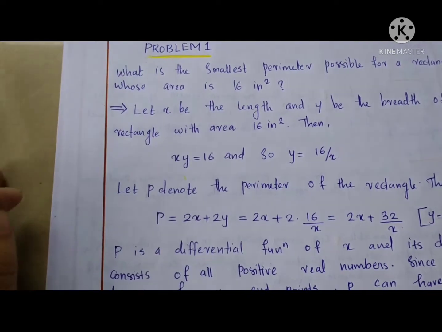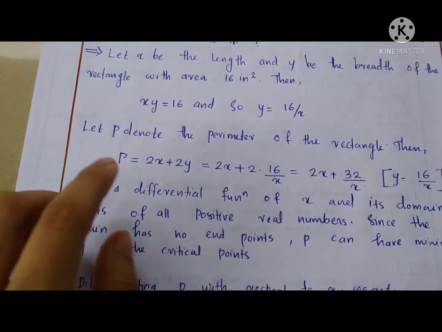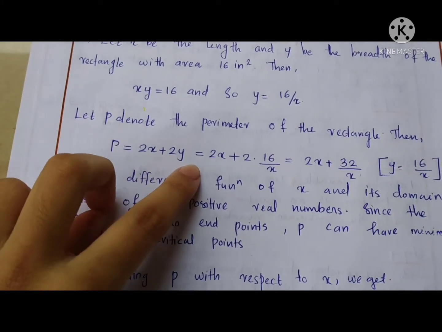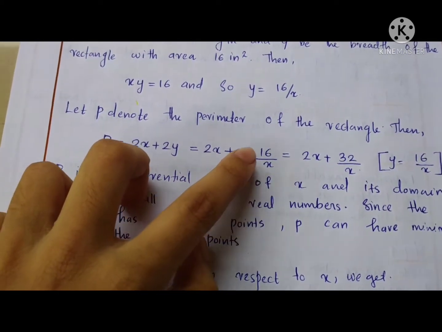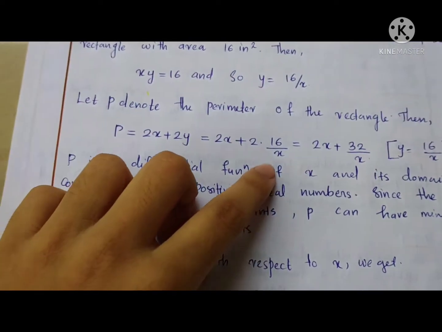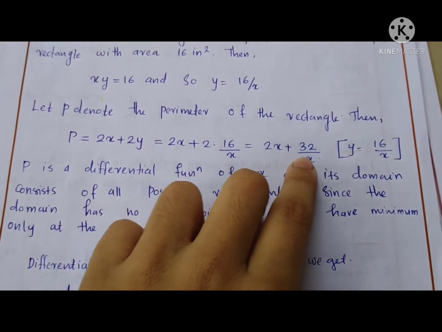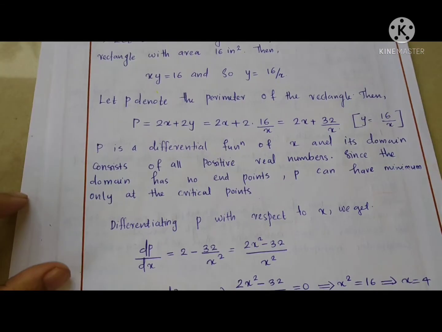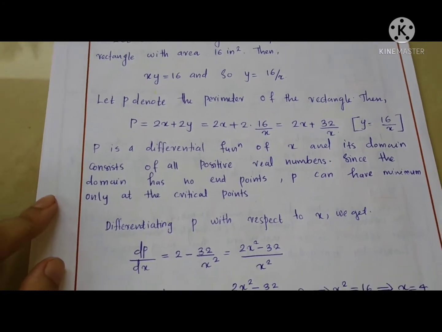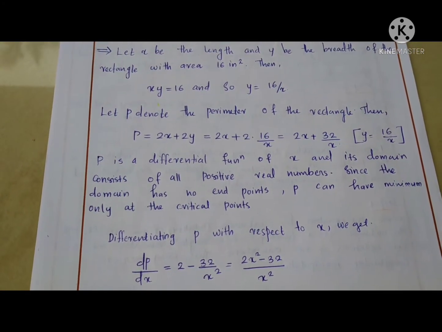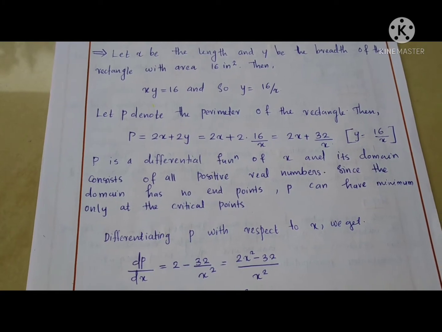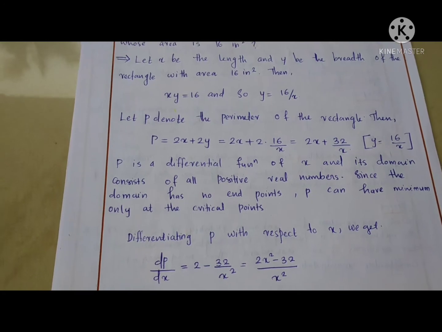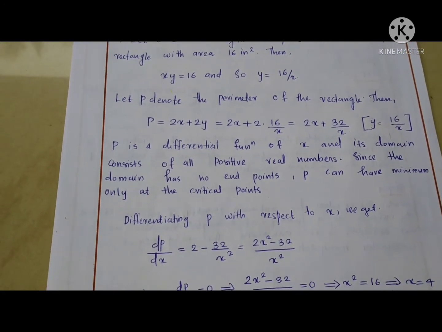So y is equal to 16 by x. Let P denote the perimeter of the rectangle. Then P is equal to 2x plus 2y, which is 2x plus 2 into 16 by x, equal to 2x plus 32 by x, because y is equal to 16 by x. P is a differentiable function of x and its domain consists of all positive real numbers. Since the domain has no endpoint, P can have a minimum only at a critical point.